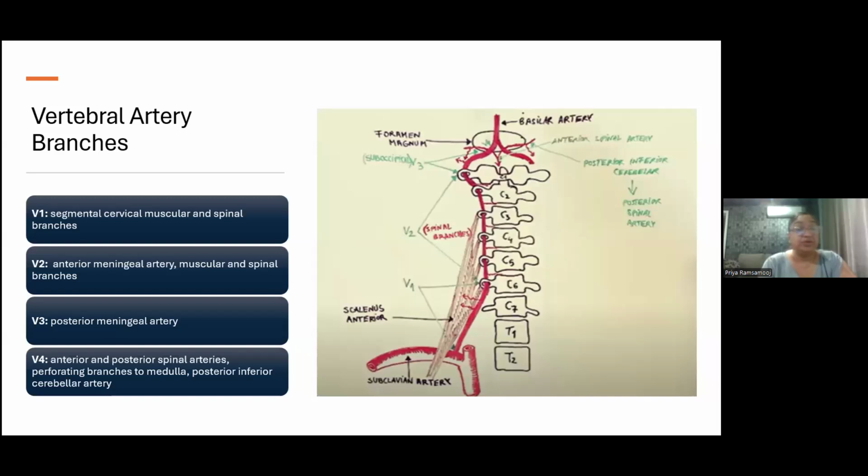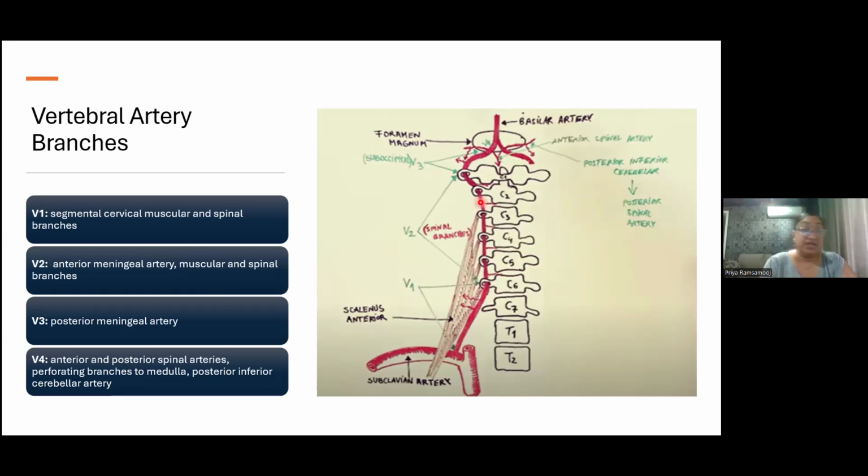So now that we've gone through the course of it and the segments of it, importantly, we need to recognize the branches of it, right? Each of them has its branches. V1, we have your segmental, cervical, muscular, and spinal branches, as we can see here. V2, you have your anterior meningeal, muscular, and spinal branches. Now, your anterior meningeal is actually very important because it arises at the body of C2. Okay, so right here, the anterior meningeal arises. And what's important about the anterior meningeal is that it may feed chordomas or even foramen magnum meningiomas. And it actually sometimes acts as a collateral in vascular occlusion.